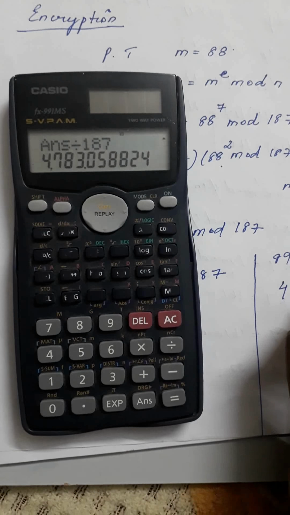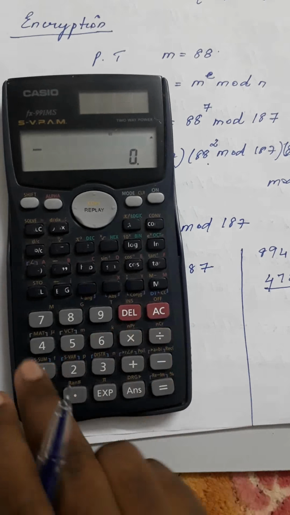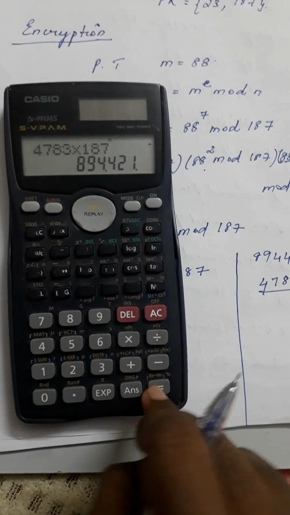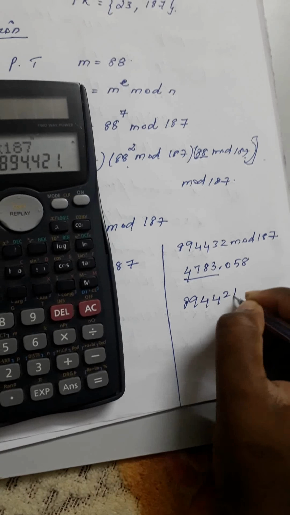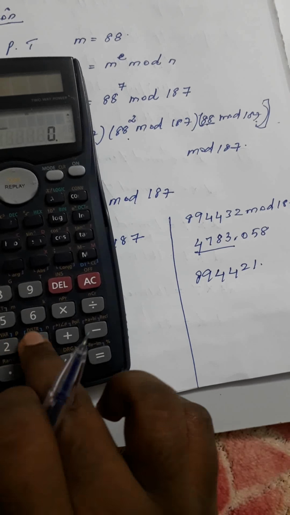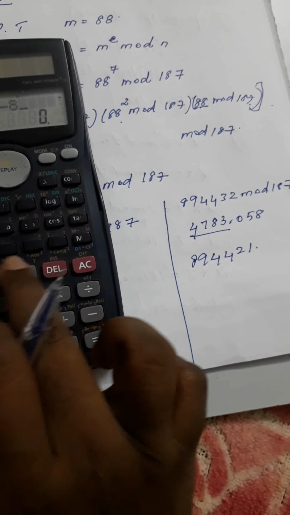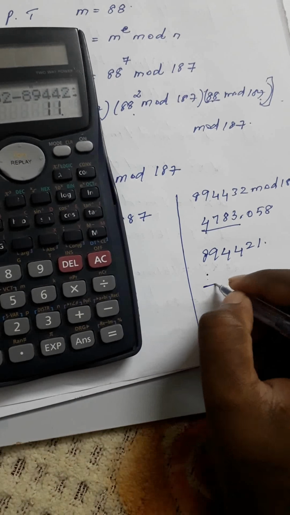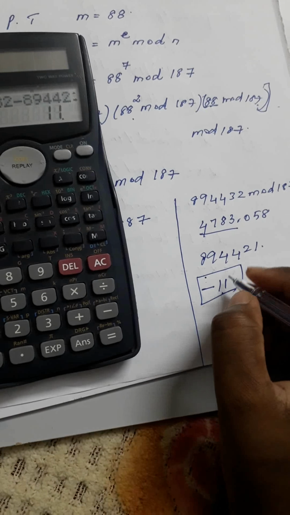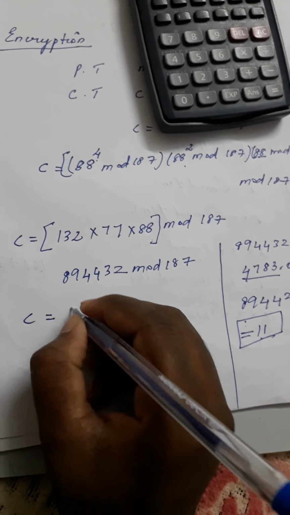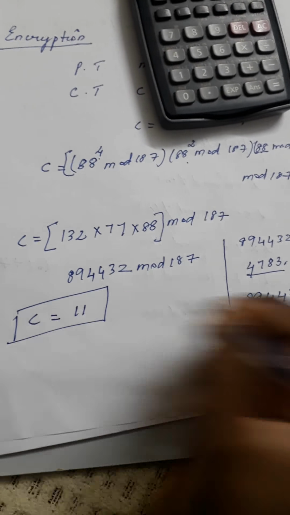4783.058. Take the values that is before the decimal point. So 4783 into 187, you get 894421. Now we already have 894432 minus 894421. Your answer is 11. So the ciphertext here is 11. Value of C is 11.